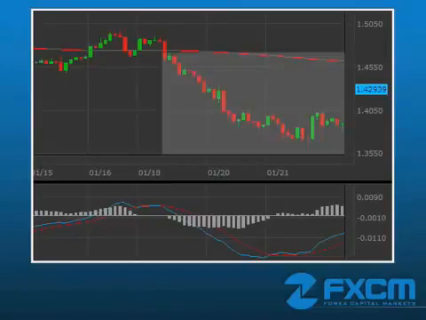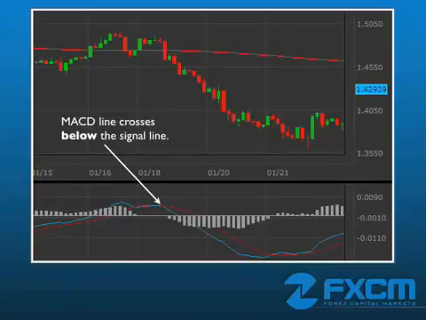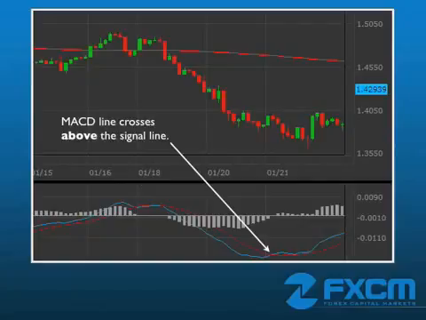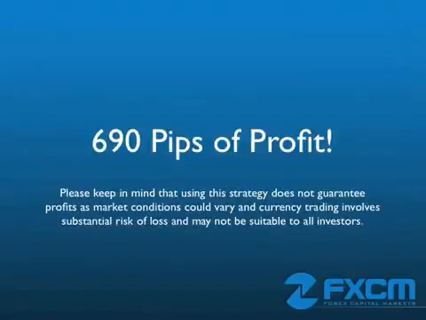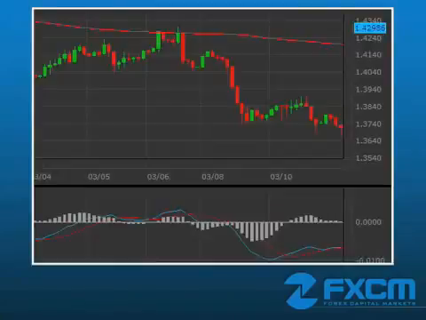You can see here that the price action is currently below the 200-period simple moving average, so we know the pound dollar is currently in a downtrend, so we want to look for selling opportunities. Okay, here's the perfect example of where the MACD line crosses below the signal line, giving us a signal to sell. Let's go ahead and enter here at a price of roughly 1.4650. Now moving forward, things are looking pretty good, and right here, the MACD line crosses back above the signal line. We can close out our trade here at about 1.3960 and take a profit of about 690 pips.